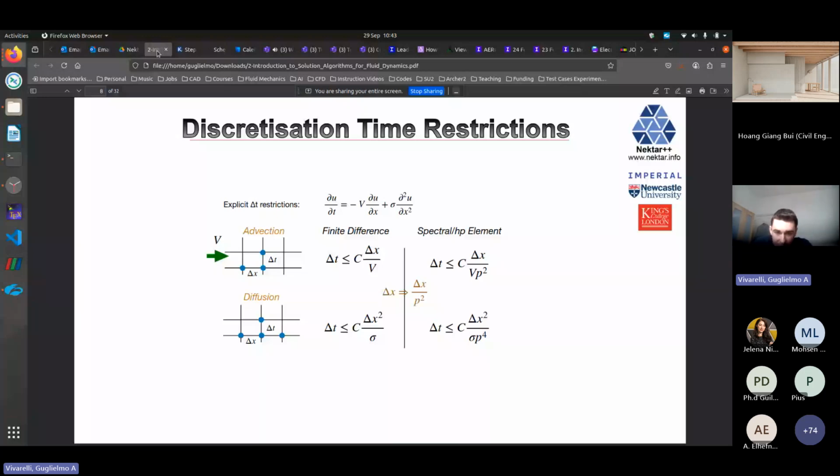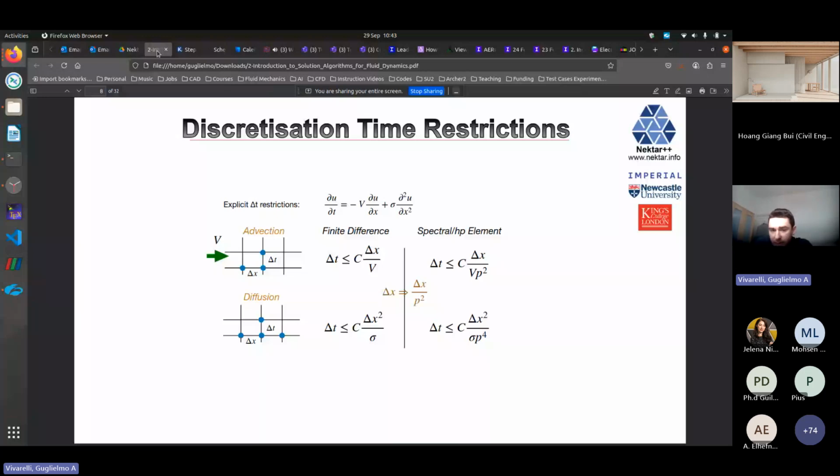There is, of course, a dependency on your mesh spacing, and as you start reducing your spacing, you're going to start resolving more and more, and therefore it's going to have an effect on your time step.